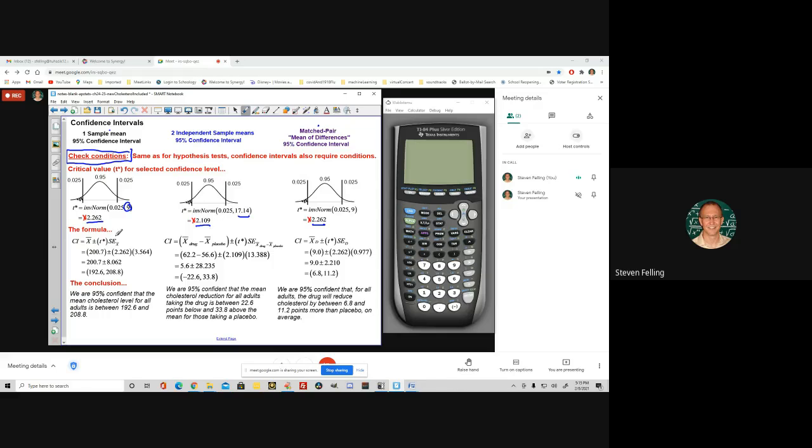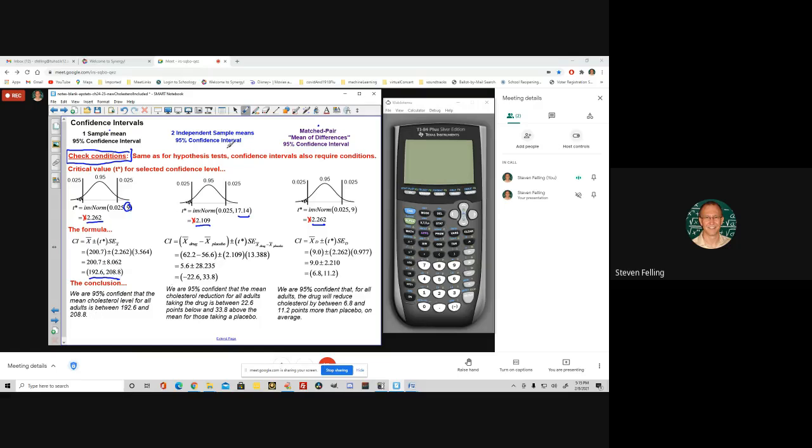All right. And then if we're calculating by hand, we'd use the formula, right? The confidence interval is the mean plus or minus t star times the standard deviation. We've already computed those from the hypothesis test analysis. And so we get that this is the confidence interval. And our conclusion is we're 95% confident that the mean cholesterol level for all adults is between 192.6 and 208.8.